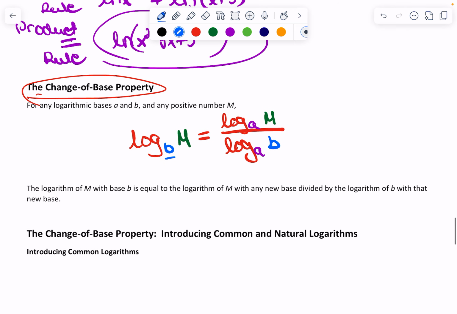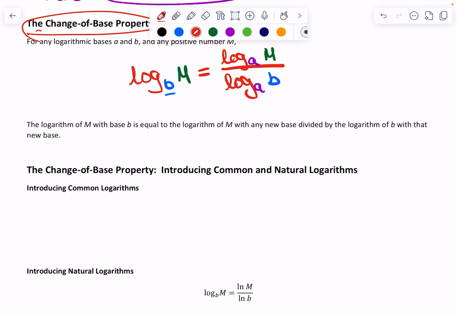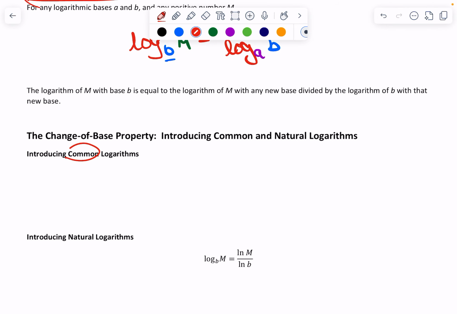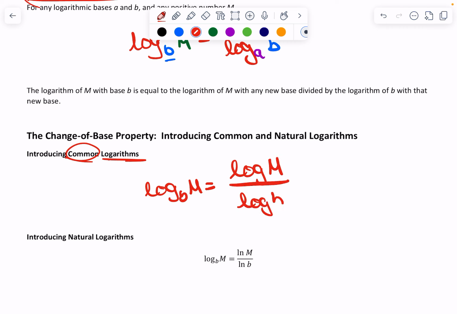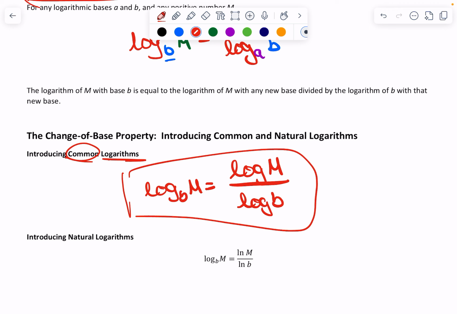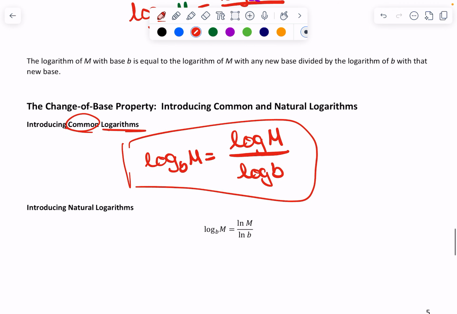So, for example, for the change of base property, if we want common log, so we have log with base b of m, this would be common log of m over common log of b. Now we could plug it in the calculator because it's common logs and we have the common log in the calculator. Same thing with the natural log. Instead of log with base b of m, we can write it as natural log of m divided by natural log of b.